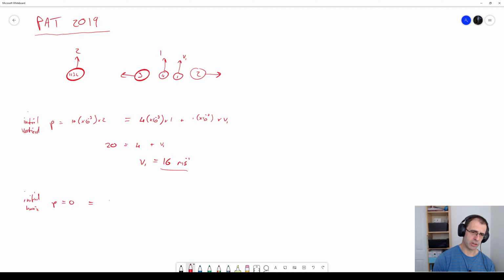That must be equal to 3, again, times 10 to the minus 3 times V3. Sorry, V3 will just be a negative, I suppose, plus 2 times 10 to the minus 3 times V2. So by conservation of momentum, I can cancel out the 10 to the minus 3s, and I can say that 2V2 equals minus 3V3. So I've got this relationship between those two.